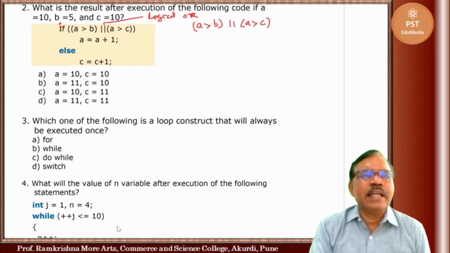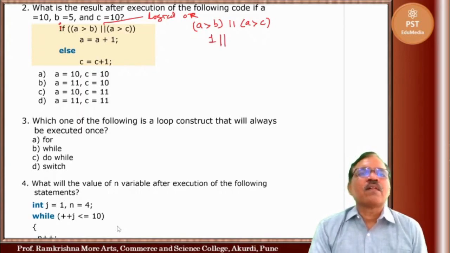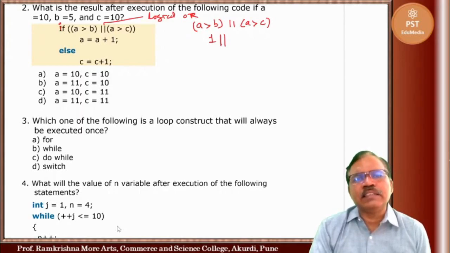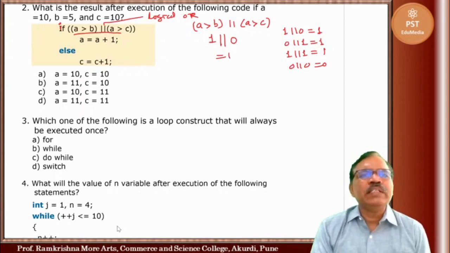Now A is 10, B is 5. So A greater than B is true, so it will give you result 1, or A greater than C. Actually A equal to C, A is not greater than C. This is 0. But we know 1 or 0 is 1, 0 or 1 is 1, 1 or 1 is 1, and 0 or 0 is 0. So this whole is equal to 1, means the condition is true.